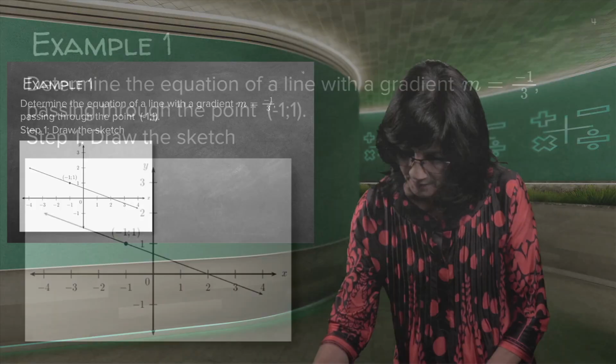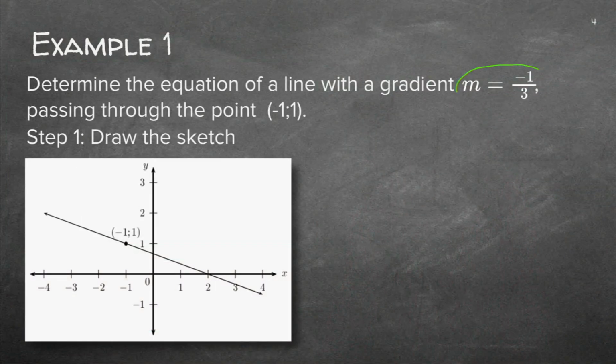Good. Determine the equation of a line with gradient minus a third, passing through the point minus 1 and 1. Now, as you can recall, in the previous lesson we did very much the same one, and we used the formula y is equal to mx plus c. I'm going to use the other formula now, which I would like you to get to know. It's really much easier and shorter. Let's write it down: y minus y1 is equal to m times x minus x1.